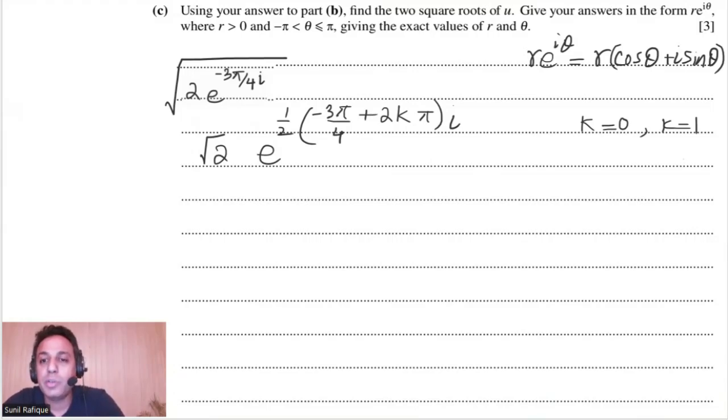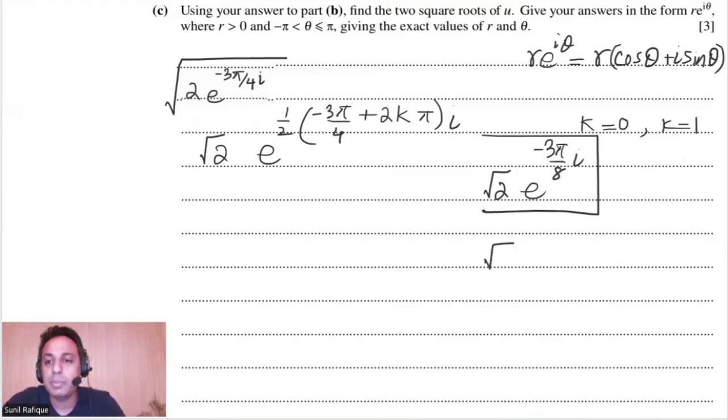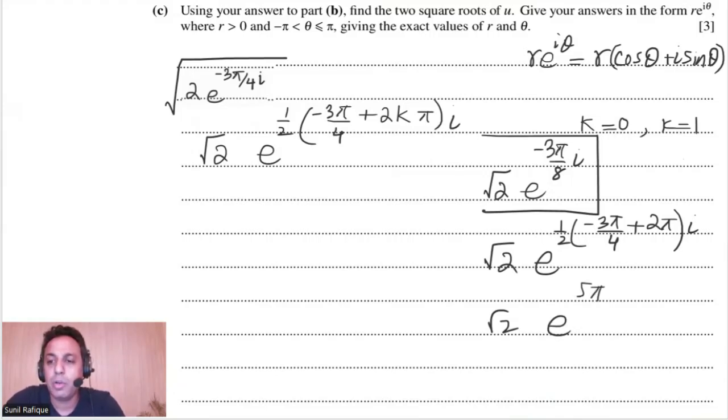So the first one is going to be square root 2, and you know k is 0 because there is no circular movement. It's just the first angle. e to the negative 3 pi over 8 iota. That's my first answer. And for the second one, it's going to be square root 2 e to the half of minus 3 pi over 4 plus 2 pi, right, iota. Let's simplify this. It's going to be 8 minus 3, that's 5 pi over 8 iota. And that's my second answer.